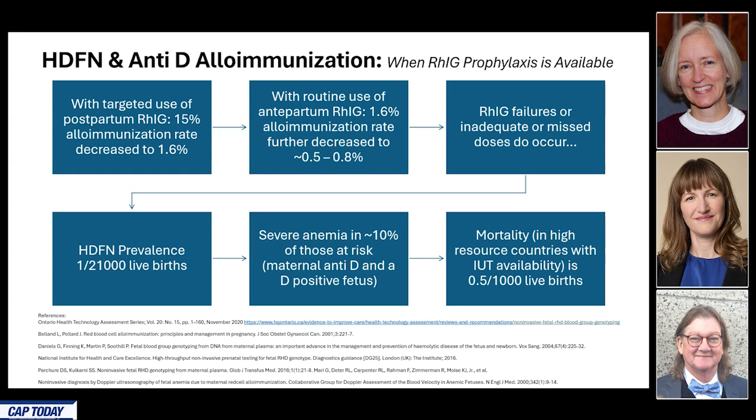And then mortality, in fact, in high resource countries where there is availability of intrauterine transfusion, remains quite low at about 0.5 per thousand live births. So since the early 1960s, where there was high mortality and high alloimmunization rates, we've really made a huge amount of progress.